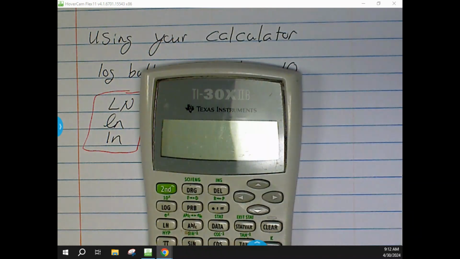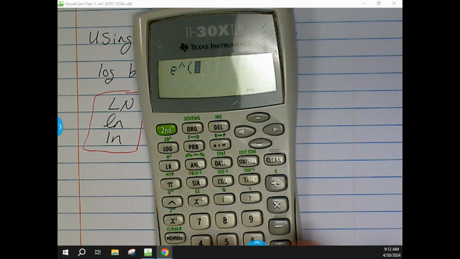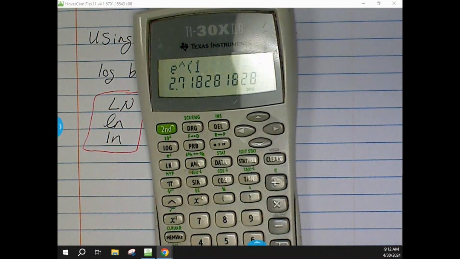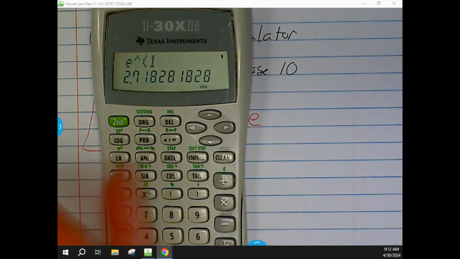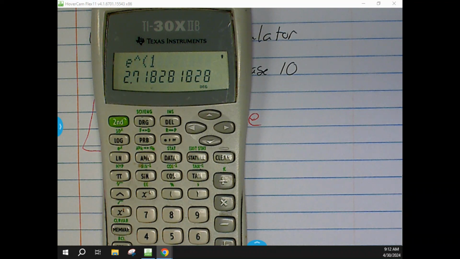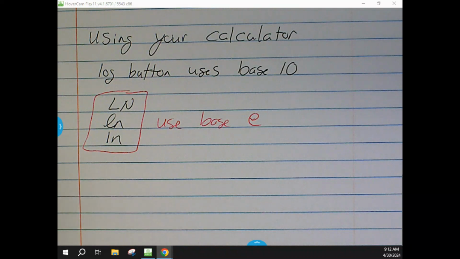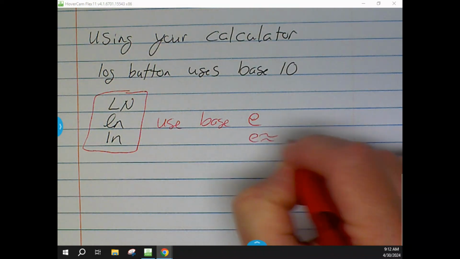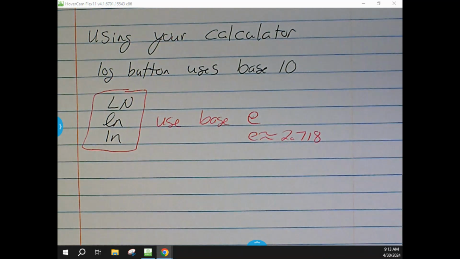It's second, and if we hit second and LN, the e is back behind it there, so we get e. If we just do e to the first power, e by itself is like 2.7182818. It's like pi almost. It's one of those numbers that just occurs. So when we're talking about e, we'll just say it's about 2.718. Now, you don't necessarily have to know what it is. I'm not going to ask you how much is e. The main thing is just knowing how to use your calculators on this one.